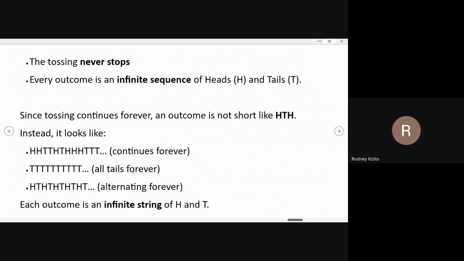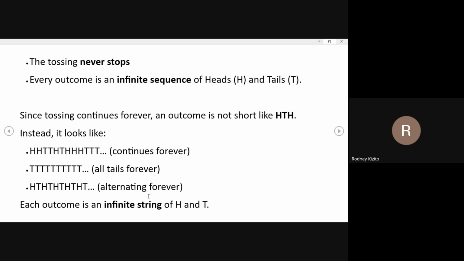Each outcome is an infinite sequence of heads and tails. One example is you can have 2 heads, 2 tails, then 1 head, 1 tail, and it continues forever. Then you can have all tails forever. You can have alternating forever, that is head, tail, and so on. So each outcome is an infinite string of H and T.